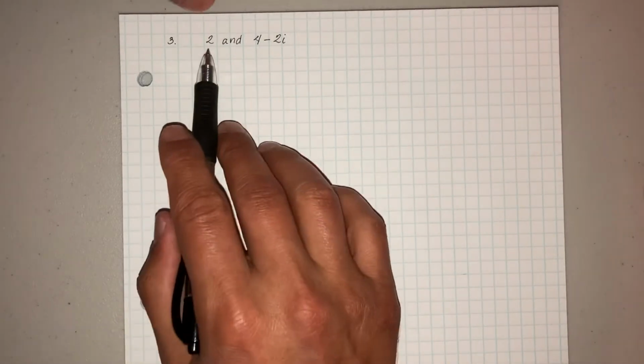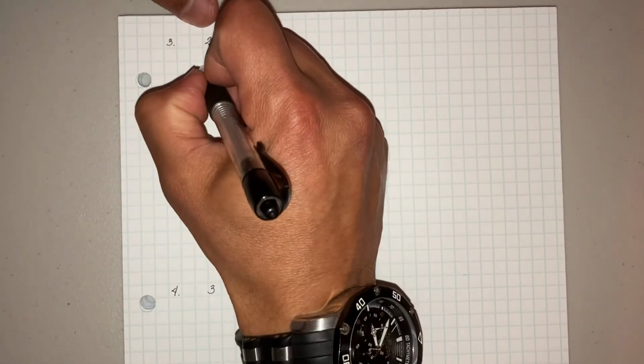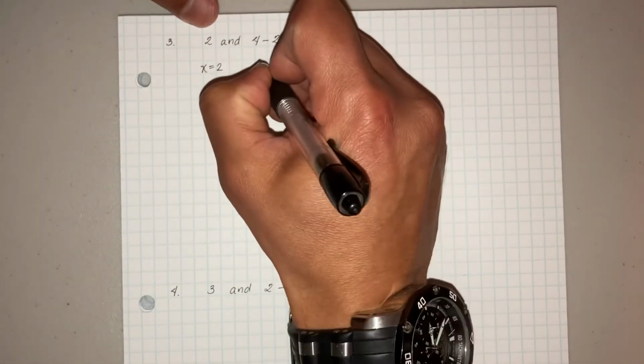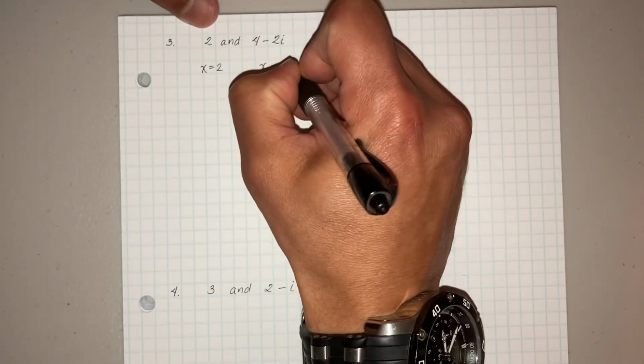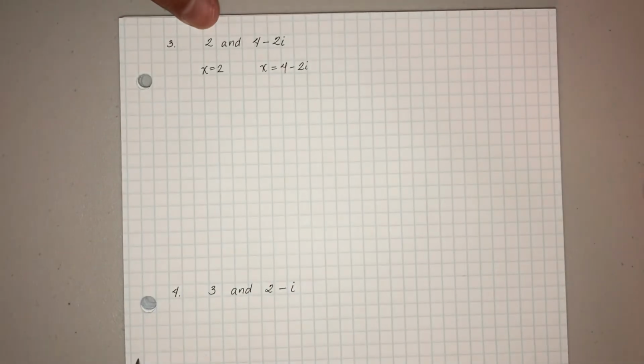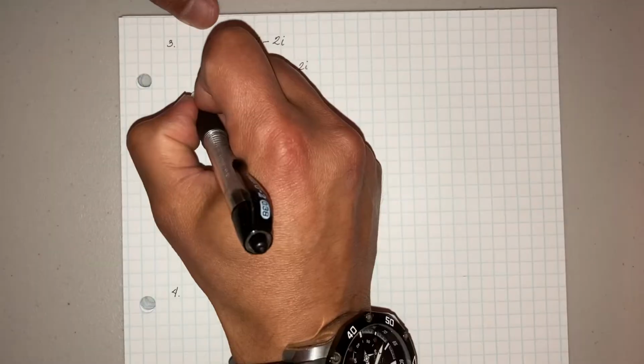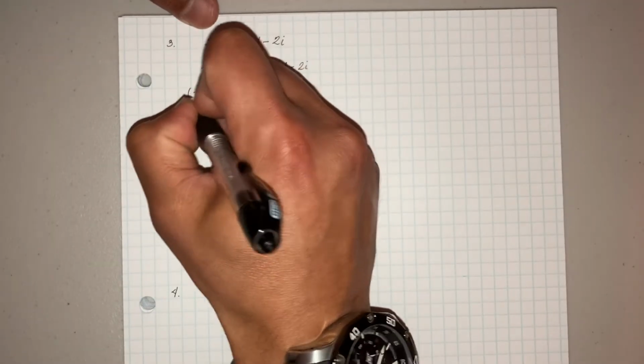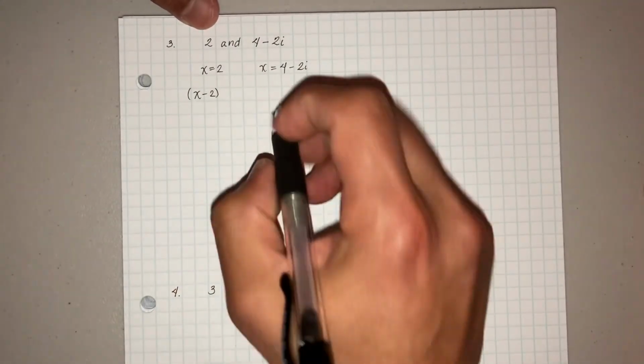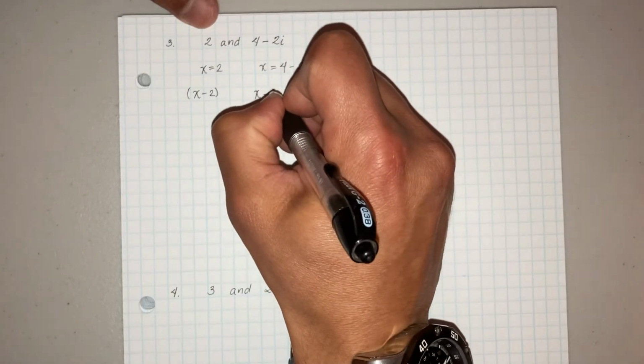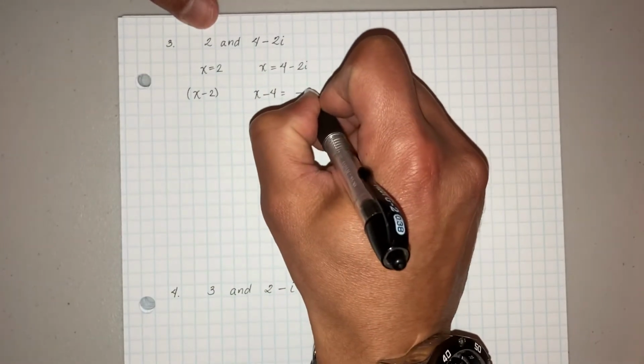So how about this one? That one is pretty simple. That's going to give me x equals 2, and this one too, x is going to equal 4 minus 2i. Not too bad. So this guy's pretty easy. Bring the 2 across, you're going to get x minus 2. Put that in parentheses. That's your factor form. Well, what about this guy? Bring the 4 over. You're going to get x minus 4 equals negative 2i.